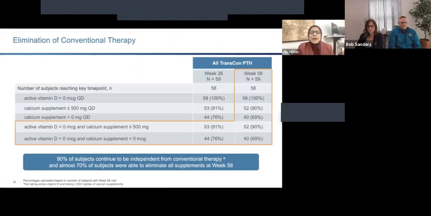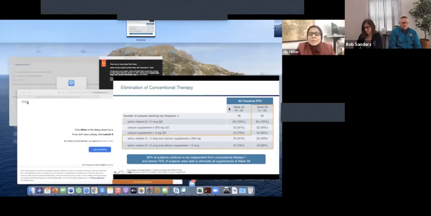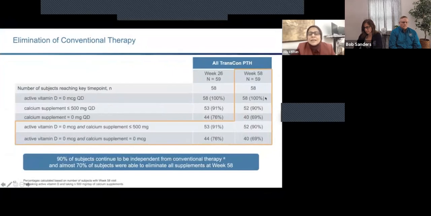Okay, so what happened at week 58? So if we look here at week 58, basically, how many people were able to stop active vitamin D? Everybody. Everybody was able to stop active vitamin D. One person dropped out, by the way, and it was for a personal reason. It had nothing to do with the study. But because of that, we had 58 subjects achieving the key time point. But everybody was able to stop active vitamin D.